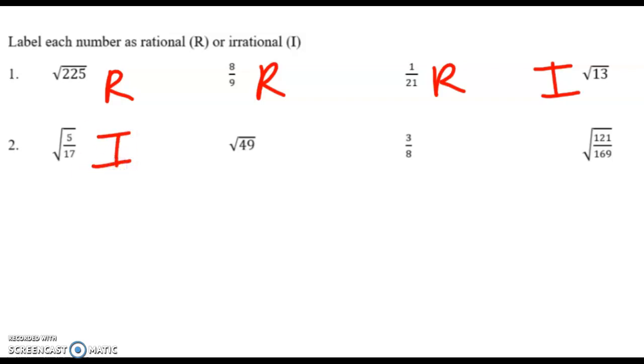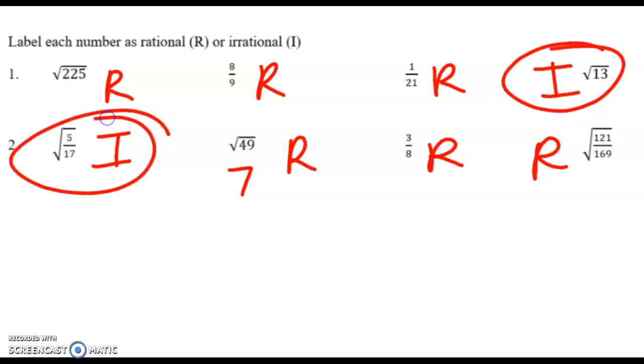so that's going to be irrational. Now the square root of 49 I know is 7, so since 7 is a number I can work with, that's going to be rational. 3/8, that's a fraction, so it's going to be rational. And then when I have the square root of 121 over 169, if I split those up, that's going to be 11 over 13, which is a fraction, so that is also going to be rational. So I really only had 2 irrationals when I'm working here.